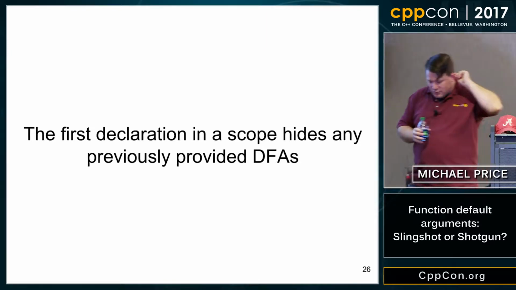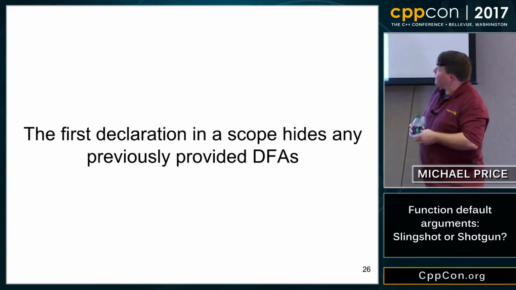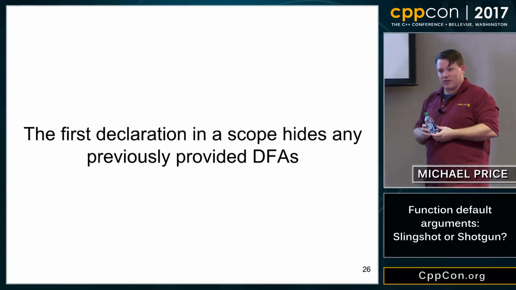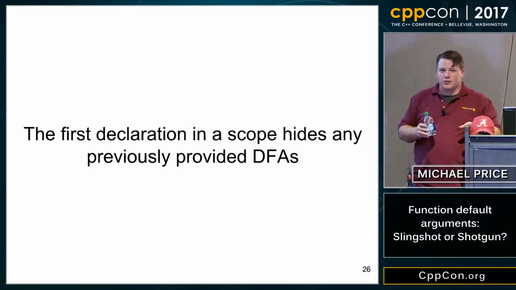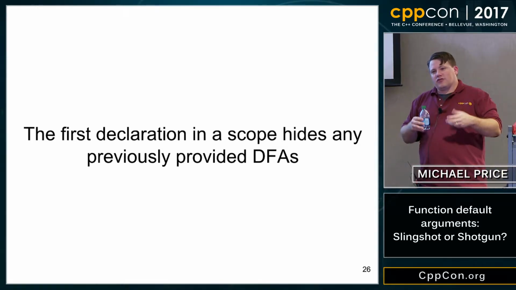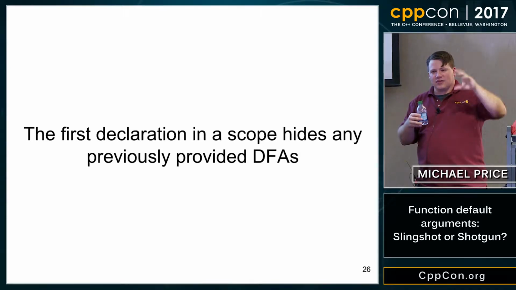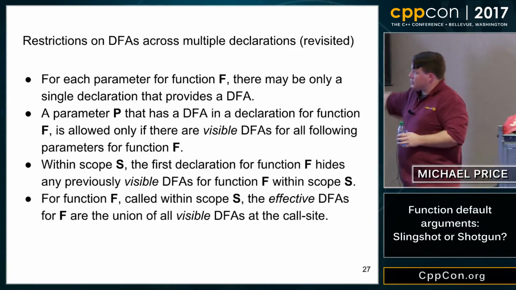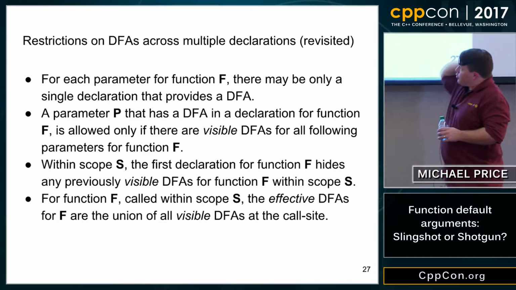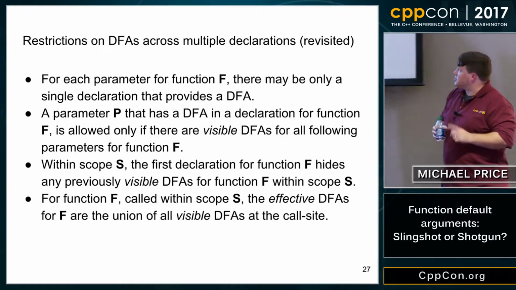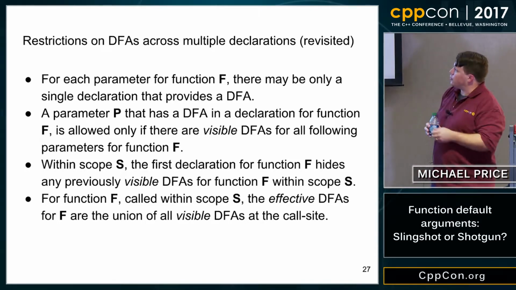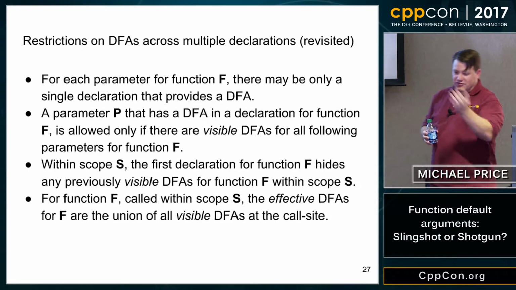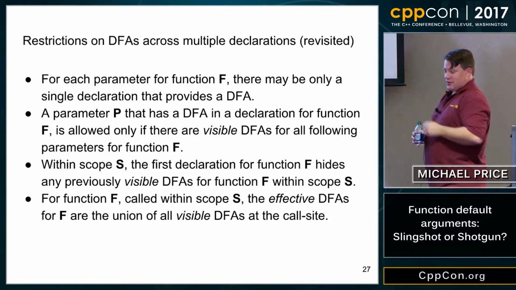So this is weird. The first declaration in a scope hides any of the previously provided default arguments for that function. This is very counterintuitive because we think, well, you're declaring this, it should add. Just because you're in a nested scope doesn't mean you should throw away everything you knew. So now there's an extra third bullet point. Within scope S, the first declaration for function f hides any previous visible default function arguments for function f within scope S. It's only active within that scope. There's an example that will clarify this in just a second.